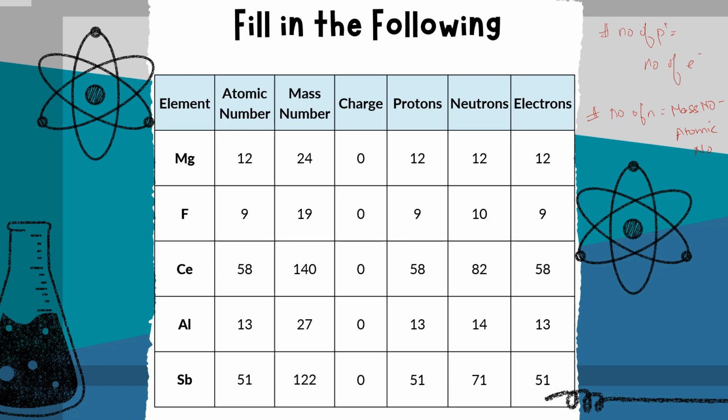For magnesium, if you have answered 0, 12, 12, 12, you are correct. For fluorine, if you have answered 0, 9, 10, 9, you are correct. For cesium, if you have answered 0, 58, 82, 58, you are absolutely correct. For aluminium, if you have answered 0, 13, 14, and 13, you are absolutely correct. For Sb, that is antimony, if you have answered 0, 51, 71, 51, then you are absolutely correct. It means you have understood the lesson.